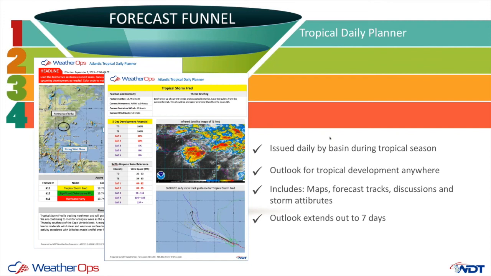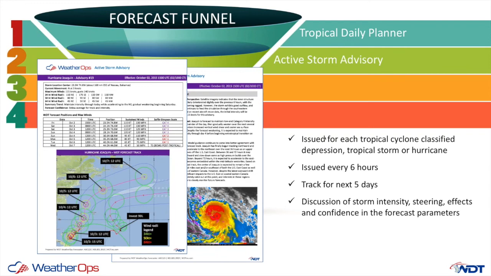Another piece of information that we provide is what we call our active storm advisory. Whenever a system does develop, first a depression, then a tropical storm or a hurricane, we issue a specific storm advisory that highlights the storm and its attributes: typical information, location, intensity, max winds, and movement. We issue this every 6 hours, and the track is issued for 5 days.